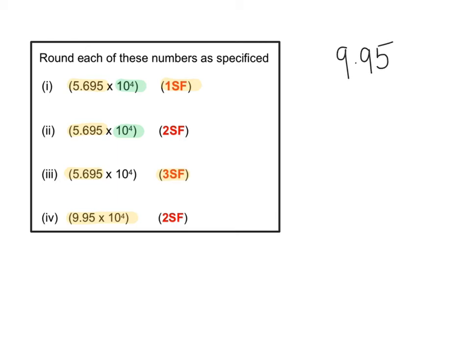9.95, and we want it to two significant figures. So my first significant figure would be the 9, the second significant figure would be this second 9, so let's just highlight that. Now this is where we are going to have to use our brains. It's either going to stay as 9.9, or it's going to go up. Now, that 9 needs to go up, so it's going to become 10.0, because we're adding 0.1 to it, so 10.0 or just 10.